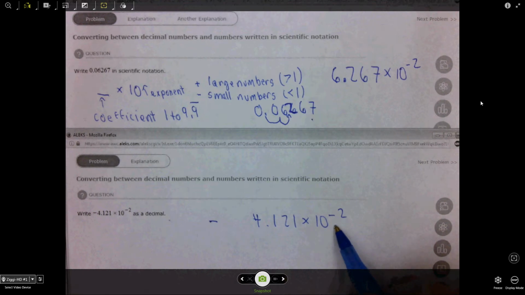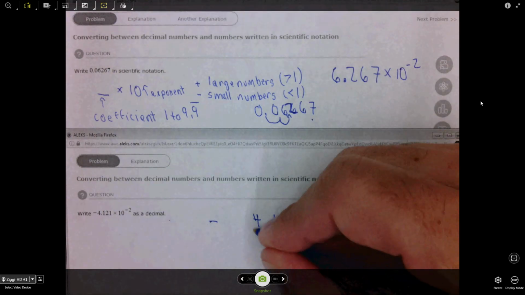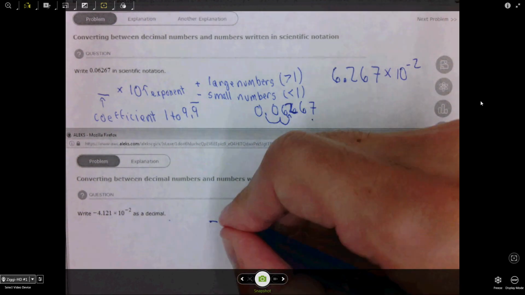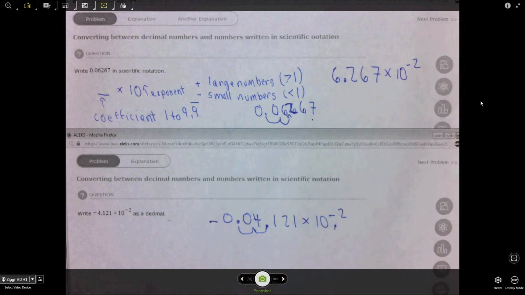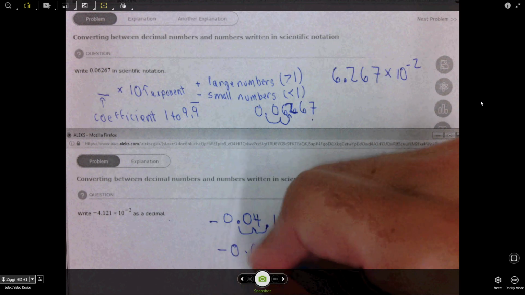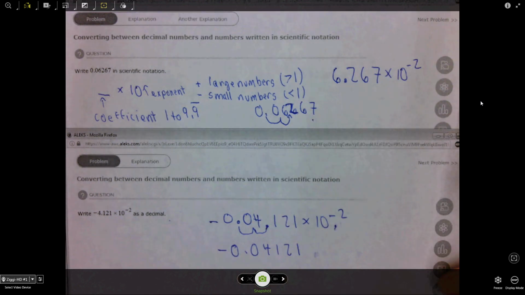Since this is a negative exponent, this number needs to be smaller than 1. Said another way, we need to move the decimal place 2 times in the left-hand direction to make the number smaller. We then put in the zeros that we need, and what we should end up with is -0.04121 to write this number as a decimal.